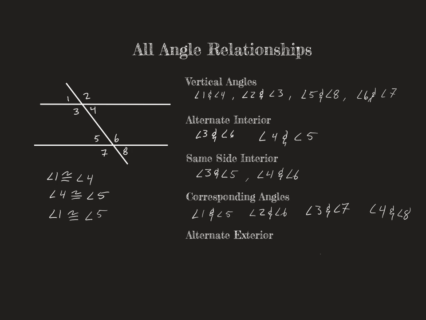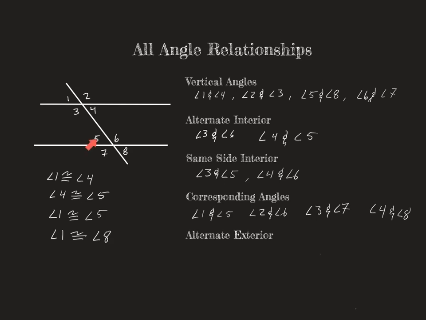Now we're going to jump into alternate exterior. So alternate exterior means it's going to be on the opposite side, all the way at the bottom. So 1 and 8 are going to be alternate exterior. And by definition, we said that alternate exterior angles are congruent. So that means angle 1 and angle 8 must be congruent. Now, how can we know that?